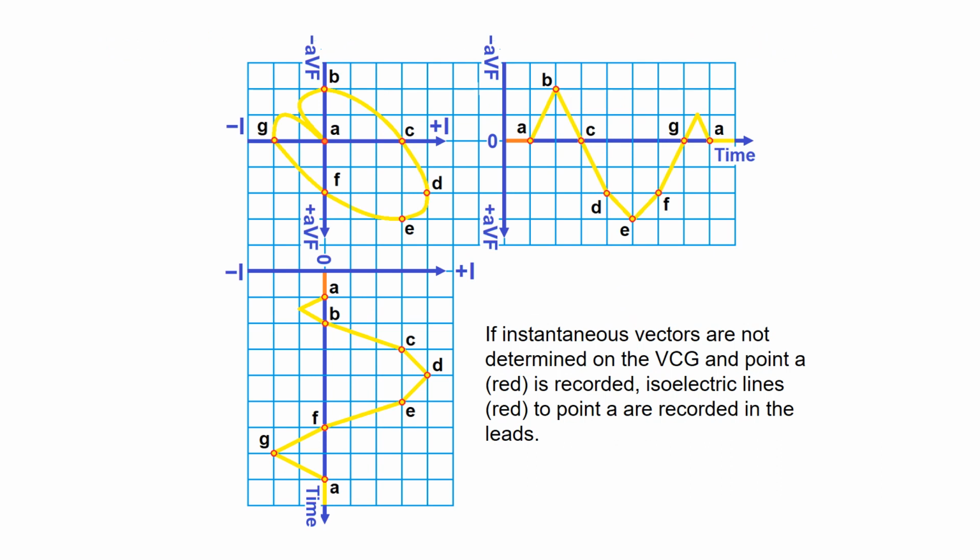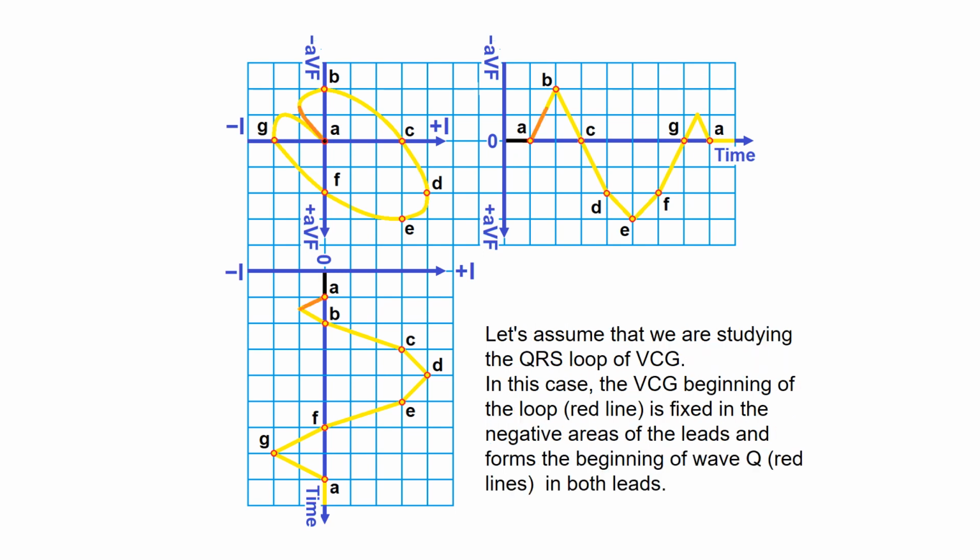If instantaneous vectors are not determined on the VCG and point A, red, is recorded, isoelectric lines, red, to point A are recorded in the leads. Let's assume that we are studying the QRS loop of VCG. In this case, the VCG beginning of the loop, red line, is fixed in the negative areas of the leads and forms the beginning of wave Q, red lines, in both leads.